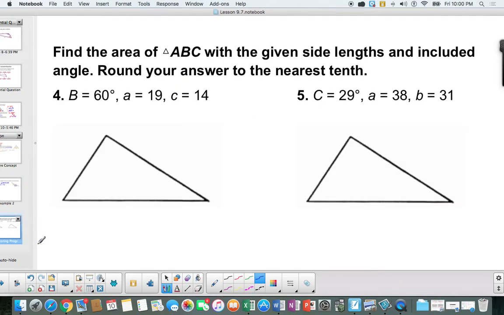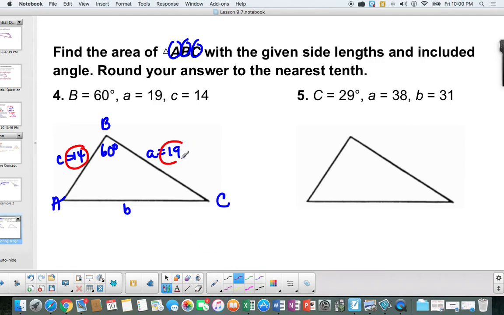Okay, your turn. Before we start though, let me get you started on this first one, number 4. Let's write our vertices here. So we're going to write A, B, C. Our B is 60 degrees. Remember that this is lowercase b, this is lowercase a, which happens to be 19, and over here lowercase c, which happens to be 14. So here we have our two sides, and we have our included angle. So our area will be equal to 1/2 times 14 times 19 times the sine of 60 degrees. When we put it in our calculator, that's going to be about 115.2.